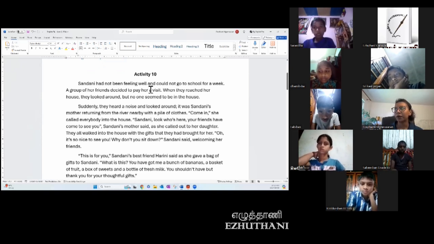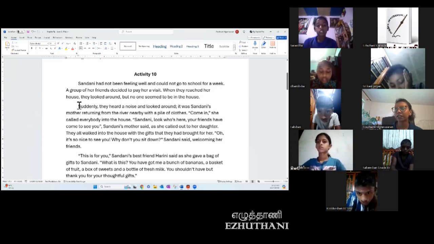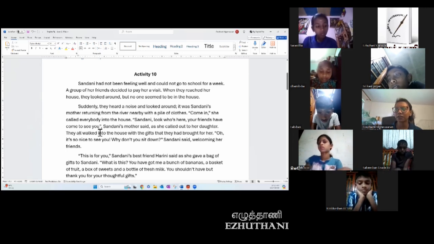Nandini had not been feeling well and could not go to school for a week. A group of her friends decided to pay her a visit. When they reached her house, they looked around, but no one seemed to be in the house. Suddenly, they heard a noise and looked around. It was Sandani's mother returning from the river nearby with a pile of clothes. Come in, she called everybody into the house. Sandani, look who's here. Your friends have come to see you, Sandani's mother said as she called out to her daughter. They all walked into the house with the gifts that they had brought for her.